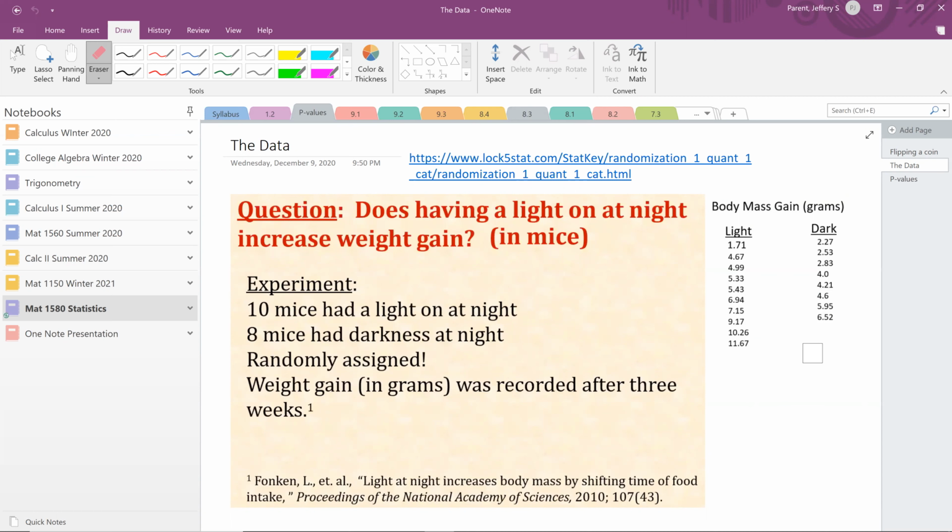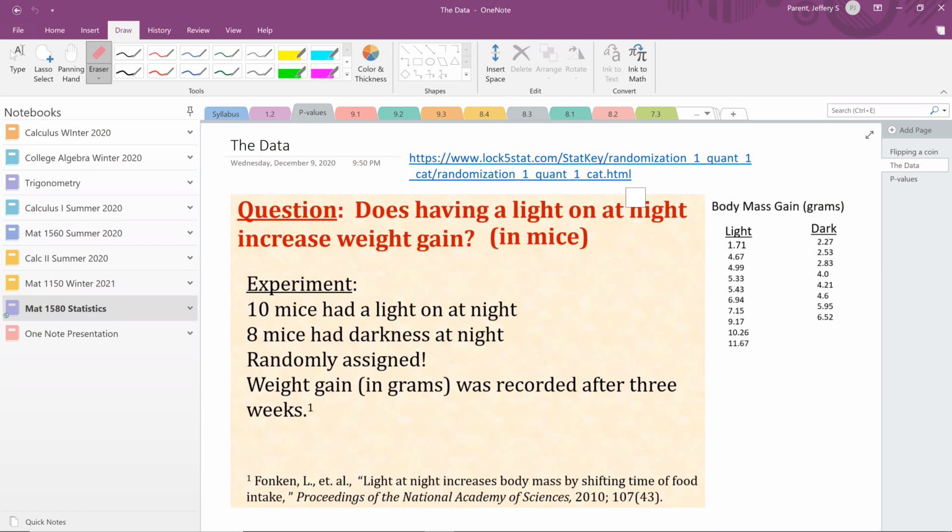Now, if you had this data and you're trying to determine, does sleeping in the light or sleeping in the dark make a difference? How could you approach that? What would you do to try and figure out, well, do people who sleep in the night gain more weight? I guess I said people. Do mice who sleep in the night, sleep in the light, gain more weight than those who sleep in the dark? Yeah.